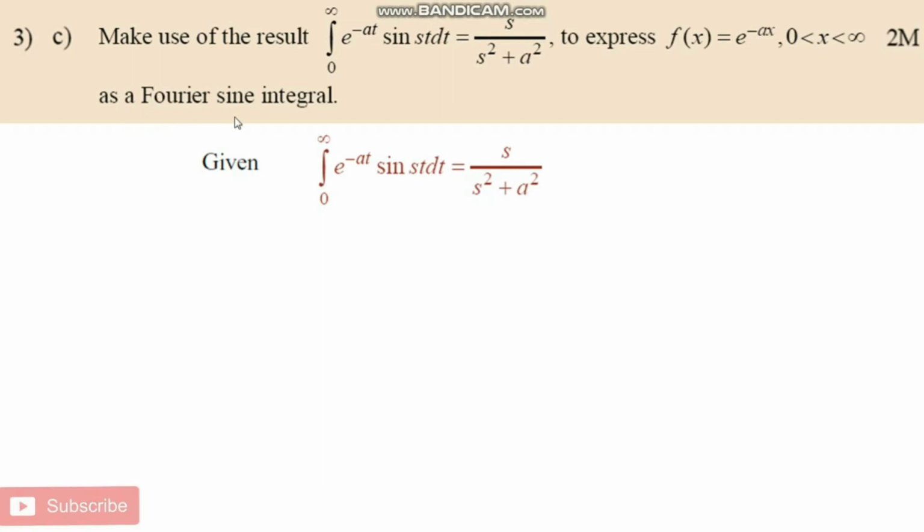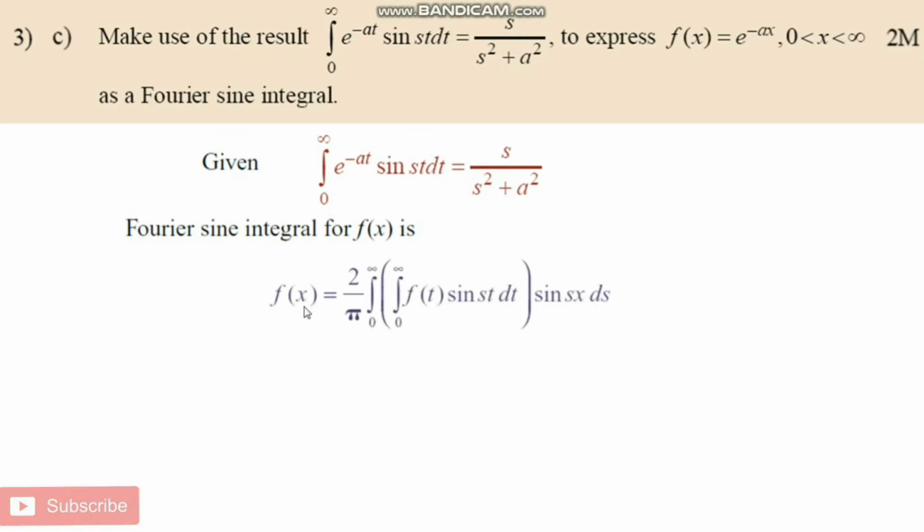Our objective is to express this function as a Fourier sine integral. We need to know the Fourier sine integral of the function f of x. We have the formula: f of x equals 2 by pi, integral 0 to infinity, of the integral of f of t sin st dt, times sin sx ds.